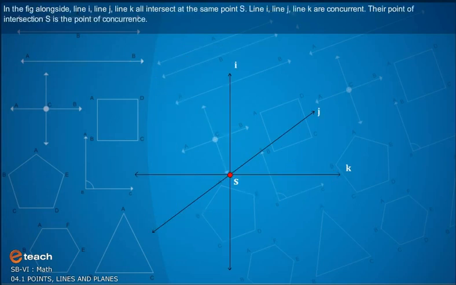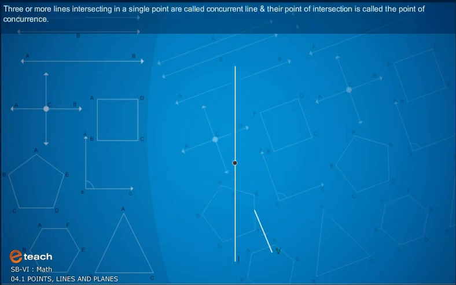In the figure alongside, line I, line G, line K all intersect at the same point S. Line I, line G, line K are concurrent. Their point of intersection S is the point of concurrence. Three or more lines intersecting in a single point are called concurrent lines and their point of intersection is called the point of concurrence.